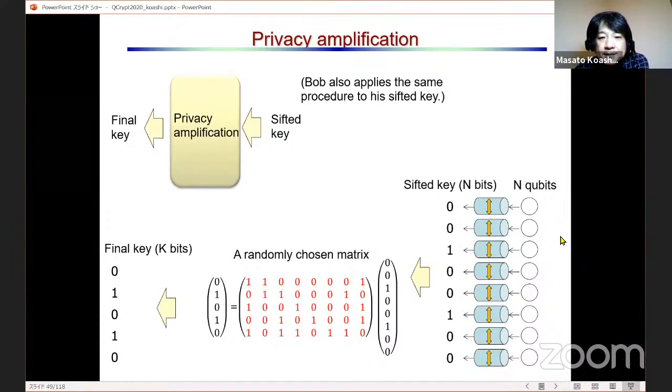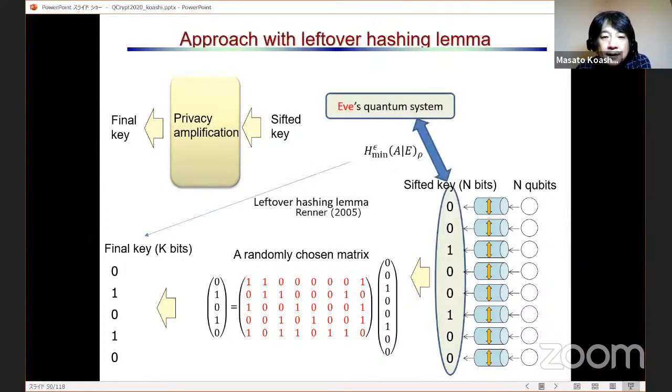Now, I think this is a good point to mention another approach to the security of QKD. This is called the leftover hashing lemma, started by Renner. In this approach, we are looking at the correlation between this shifted key and Eve's quantum system, and somehow quantify the correlation in terms of conditional min-entropy. Then if you have a lower bound on this quantity, there is the leftover hashing lemma, which tells you about the security of the final key.